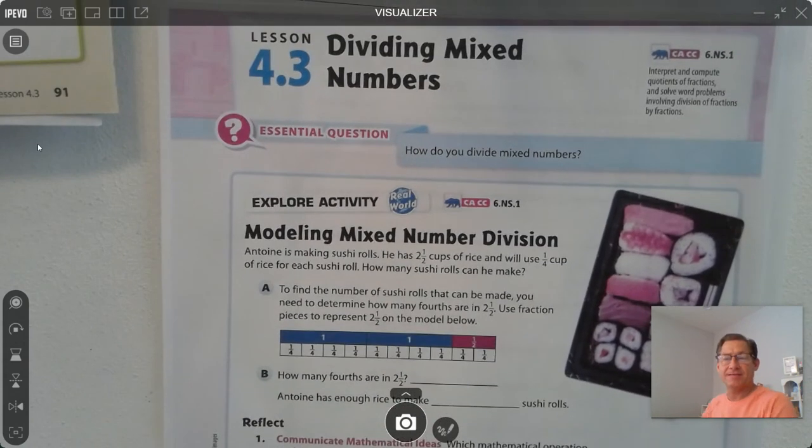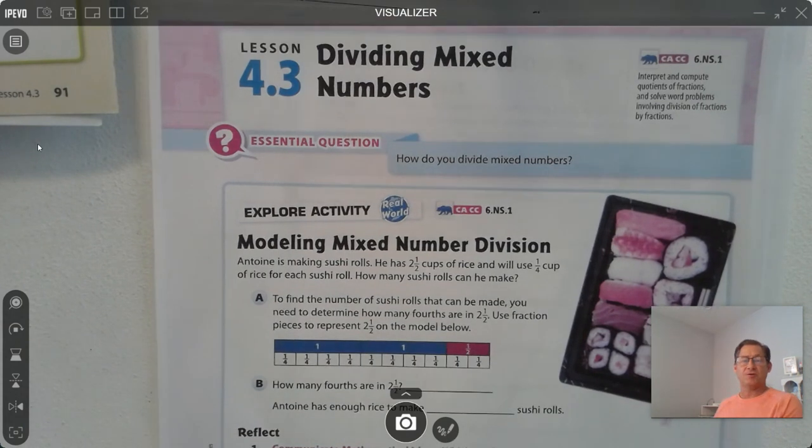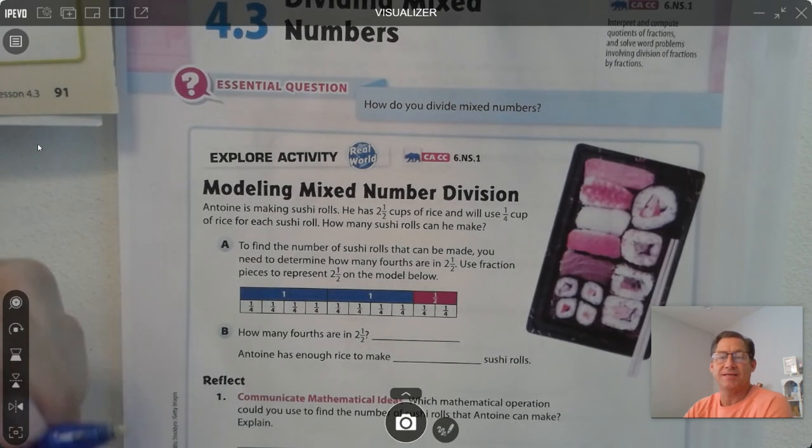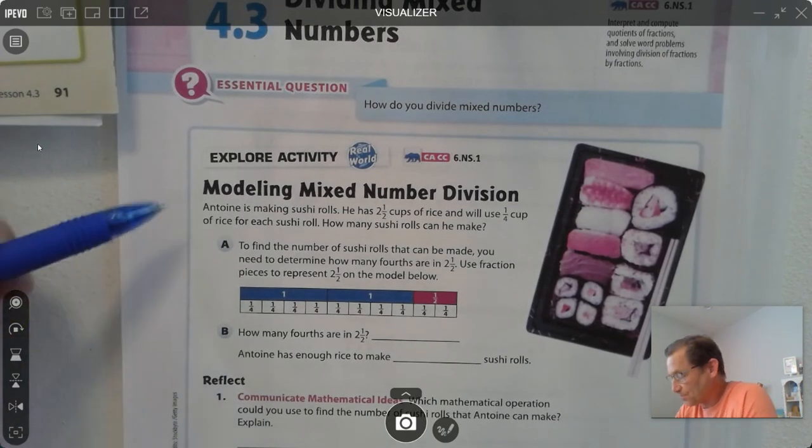Hello, everybody. In today's lesson, lesson 4.3, we're going to work with dividing mixed numbers. We're on page 91 of the 6th grade Go Math textbook for middle school. And so let's look at the Explore activity: modeling mixed number division.